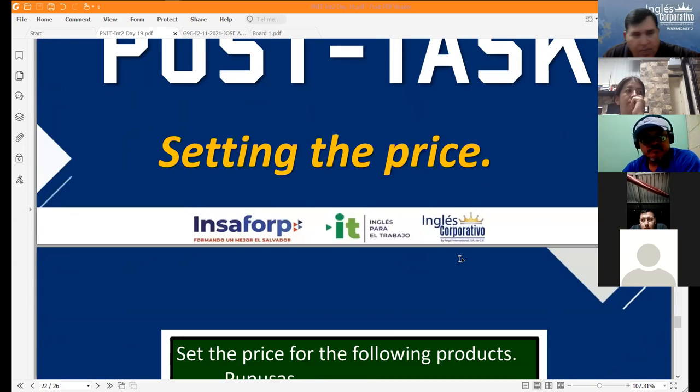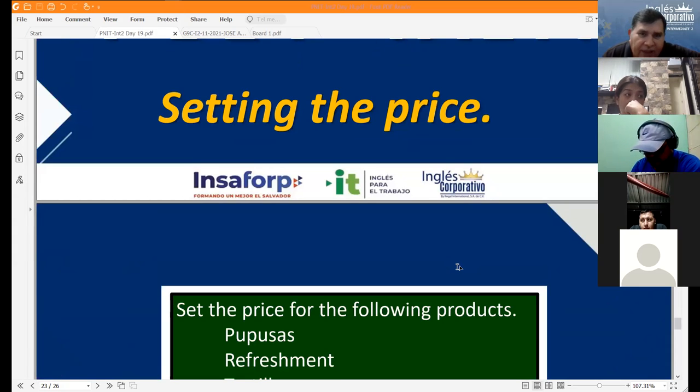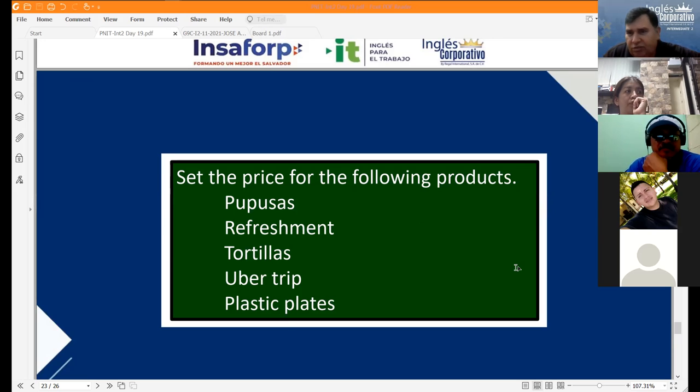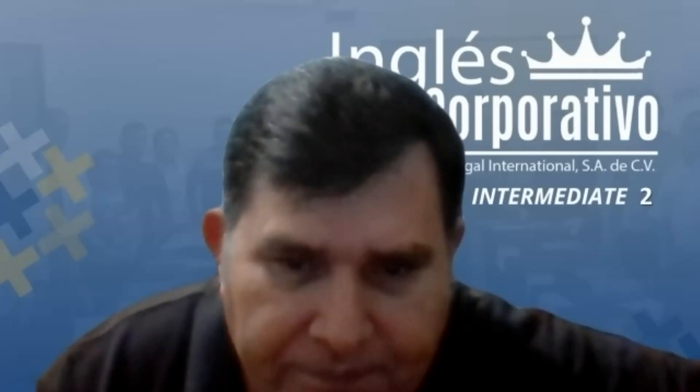Now let's go to this one. Setting the price. I'm going to send you to the groups the last time for you to set the prices of pupusas, refreshment, tortillas, an Uber trip in a plastic plate. How you're going to determine that? You have to calculate costs, profits, so you have the markup percentage. Okay, here we go. This is page 23. Okay, so the groups are opening so that you may discuss.